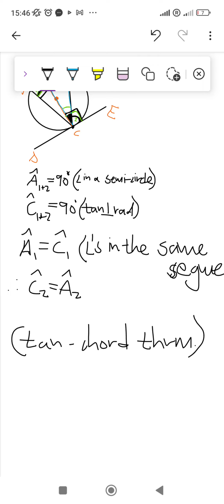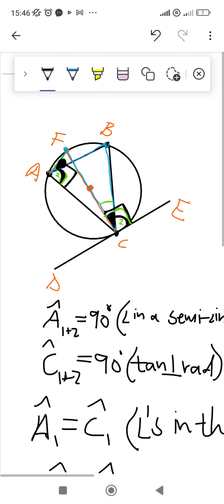All right, so let's just look back at this again. What did we do? Okay, we said that there is a 90 over there because of tan perpendicular to radius. We said that there's a 90 over here because of angles in a semicircle. We said that this angle and this angle are equal to each other because FB subtends them, right? So it's angles in the same segment. And then therefore, this A2 has to equal C2. That's our proof.